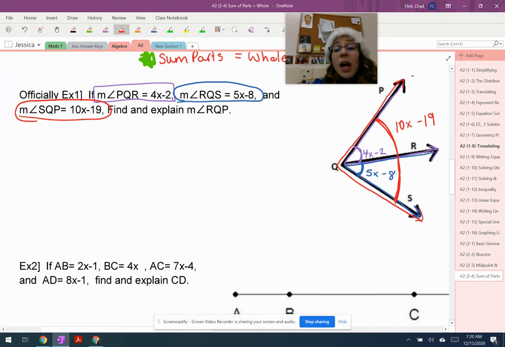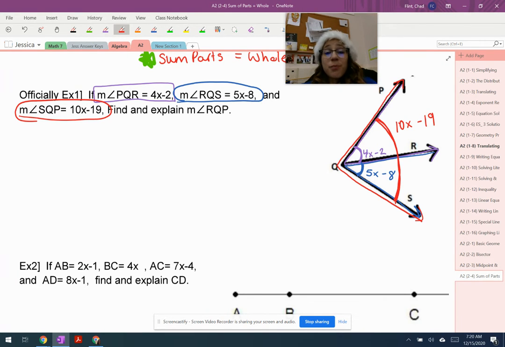I want to talk about something for a second here. We don't know that angle PQR and RQS are equal to each other. And they're actually not, because 4x minus 2 and 5x minus 8 aren't going to be equal numbers whenever x is. We can't assume that those pieces are equal unless there's a real life midpoint there or something that they tell us about.